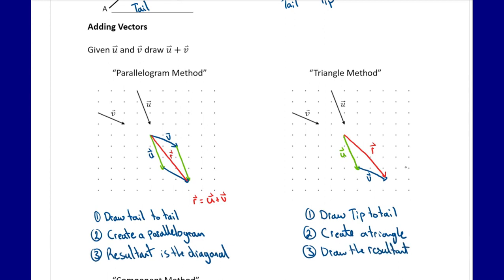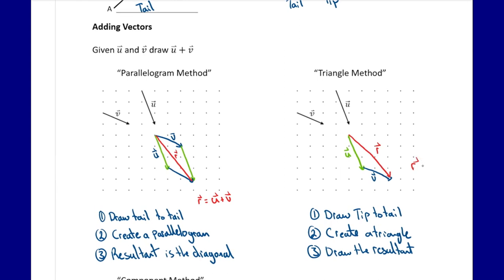And again, in this case, the resultant is equal to vector u plus vector v. We're going to focus more on the triangle method than the parallelogram method, because if we have to answer specific questions or determine magnitudes, we already have a lot of formulas involving triangles that make it easy to find magnitudes, or side lengths, you might say, of the triangle.